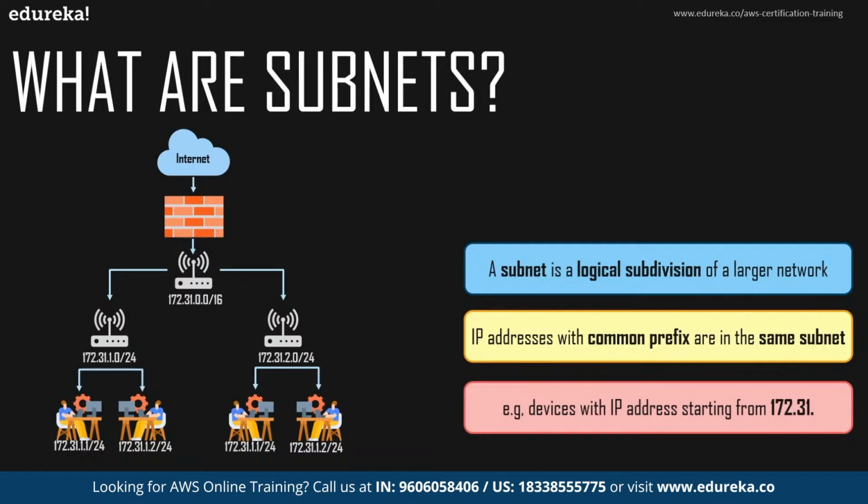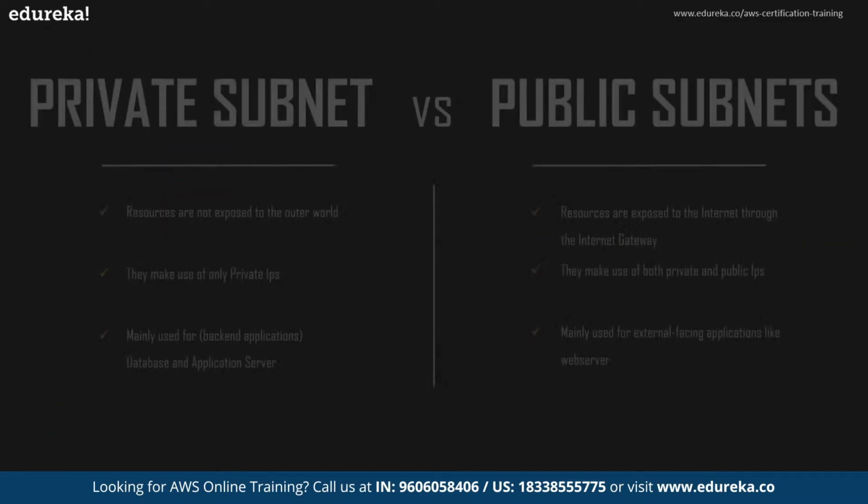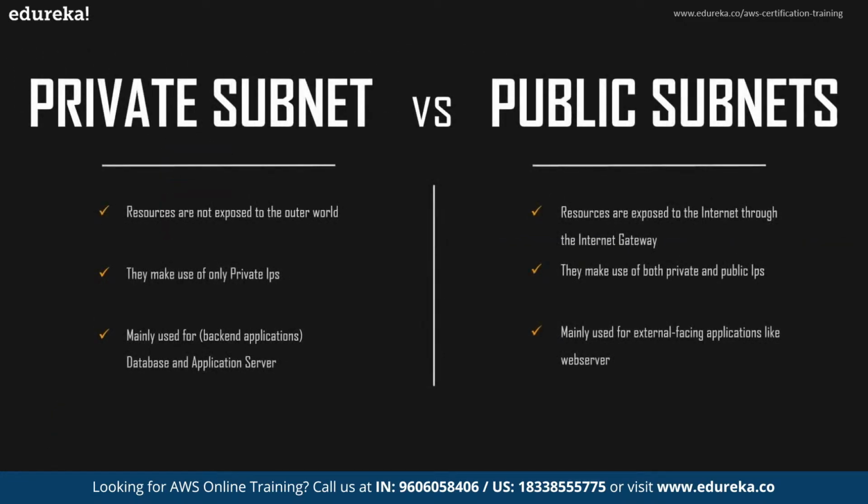Here comes a picture of CIDR. IP addresses with a common prefix are used in the same subnet. As can be seen in this illustration, 172.31.0.0/16 is the IP address of this VPC. We have two subnets here. One is known as a private subnet and the other a public subnet. We have assigned a common prefix of 172.31 to both these subnets, and the IP addresses have been divided. The various types of subnets are private subnet and public subnet.